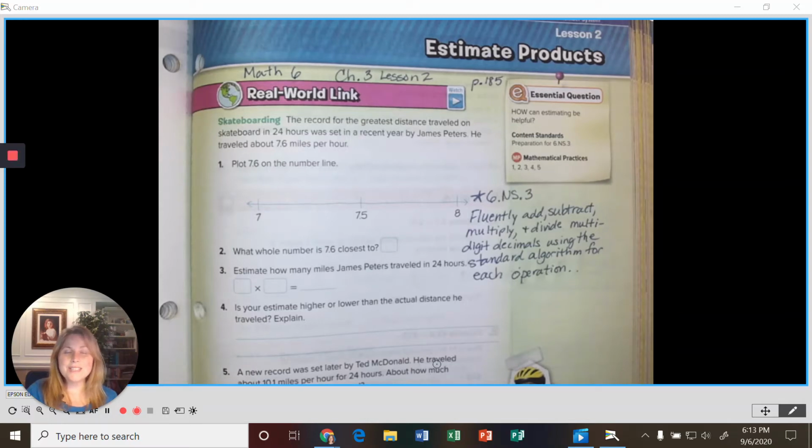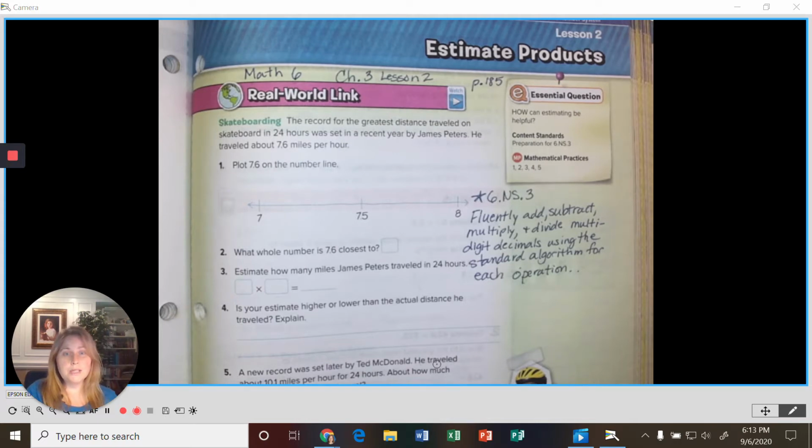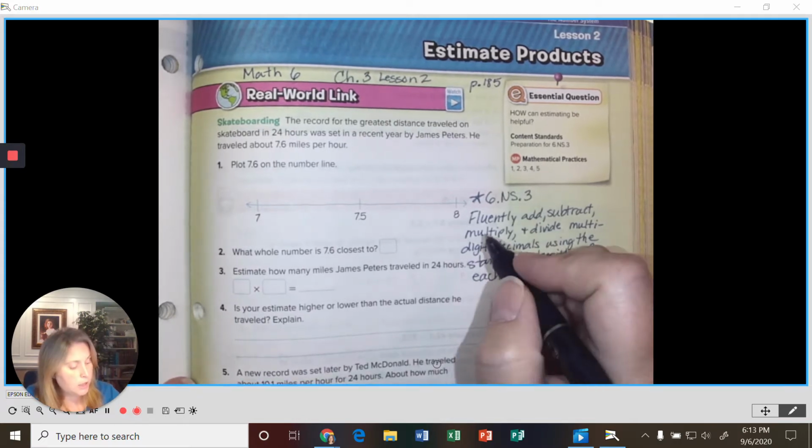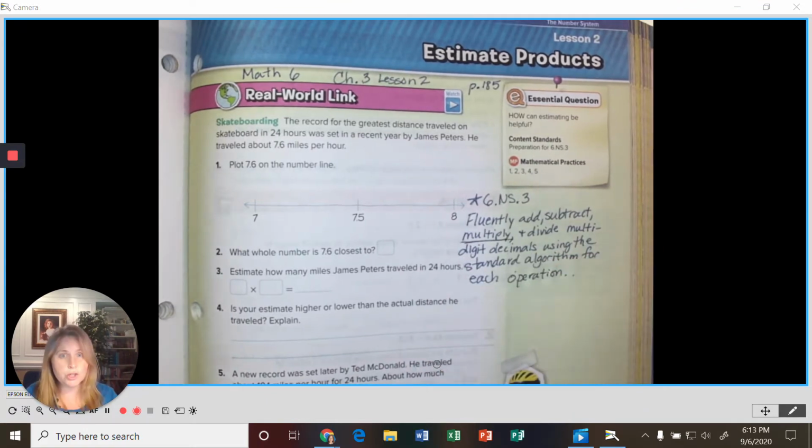Hi, sixth graders. Today we are working in Chapter 3, Lesson 2. We are on page 185, and we will be estimating products. The standard that we're working in today is sixth grade in the number system, Standard 3: fluently add, subtract, multiply, and divide multi-digit decimals using the standard algorithm for each operation. And today we are specifically looking at multiplication.